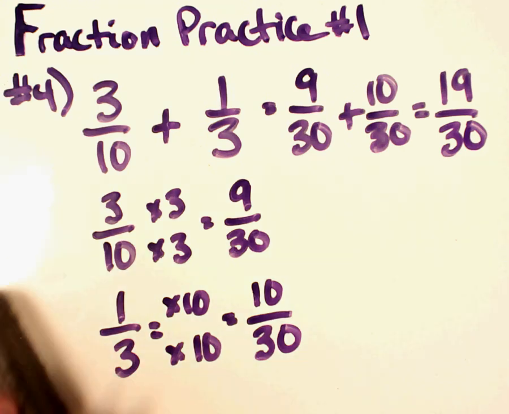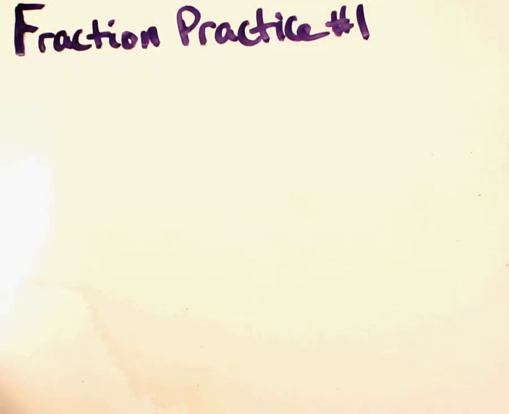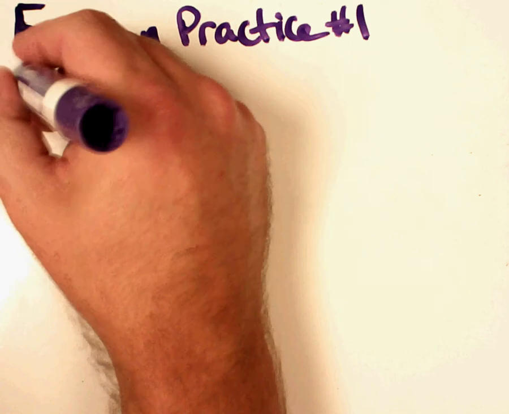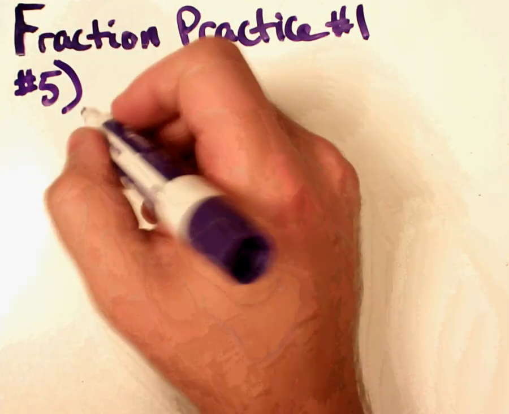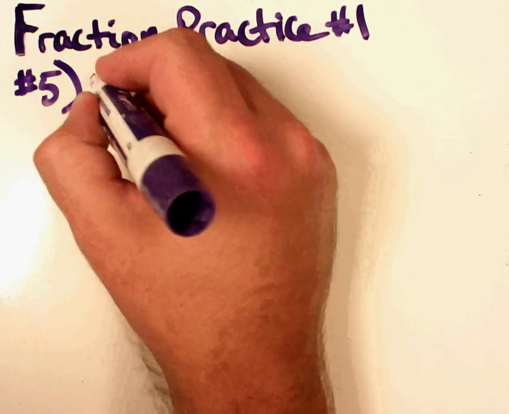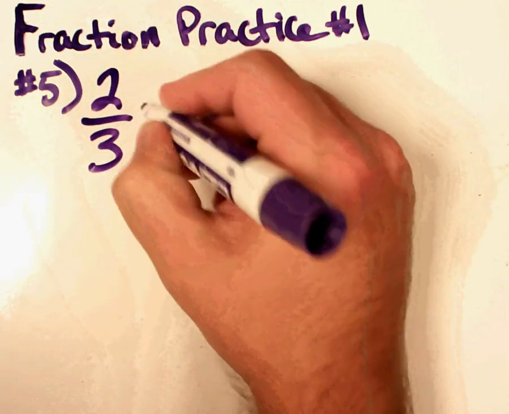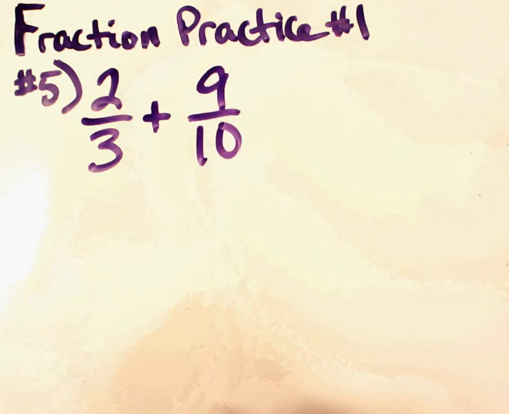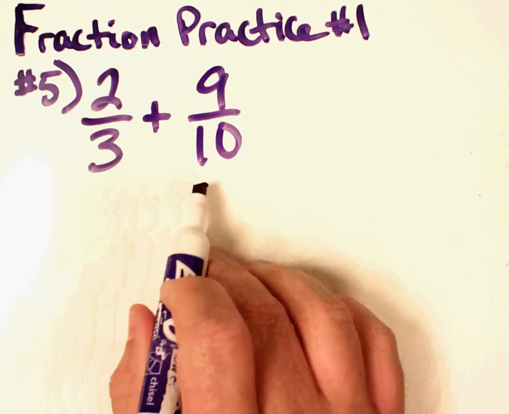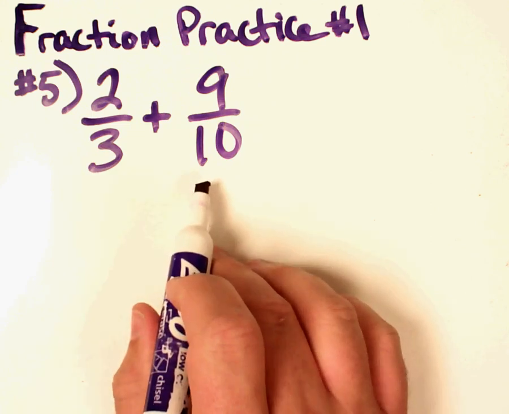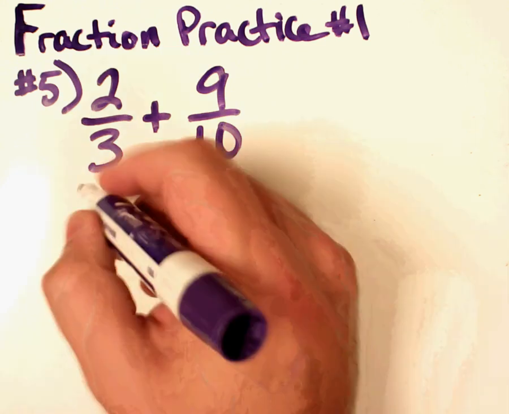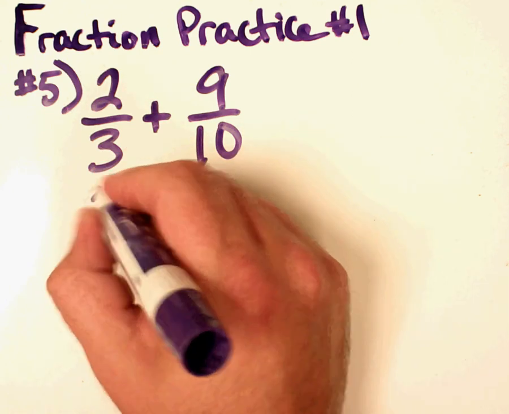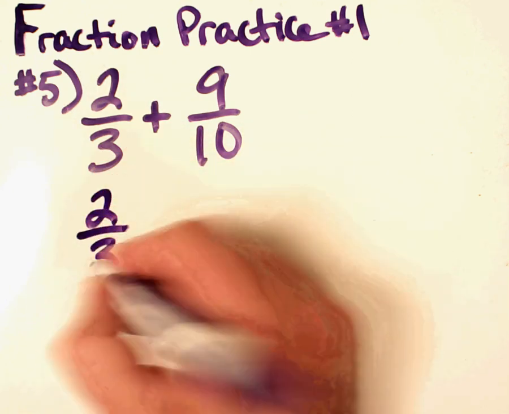Number 5. Number 5 is 2/3 plus 9/10. Cannot add these because their denominators are unlike. Therefore, I have to change both and find equivalent fractions.